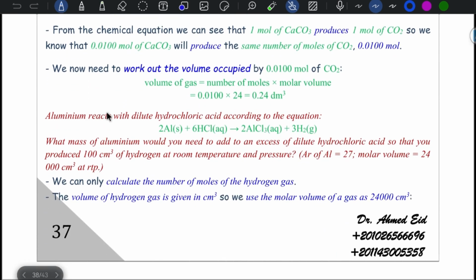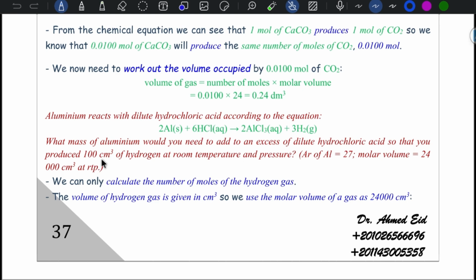Aluminum reacts with dilute hydrochloric acid according to this equation: 2 aluminum plus 6 HCl gives 2 aluminum chloride plus 3 H2. What mass of aluminum would you need to add to excess dilute hydrochloric acid? As I told you, excess, ignore it. So you will produce 100 cubic centimeter of hydrogen.